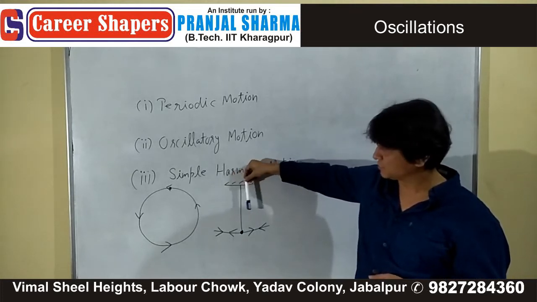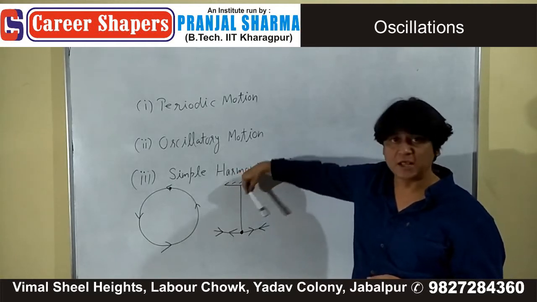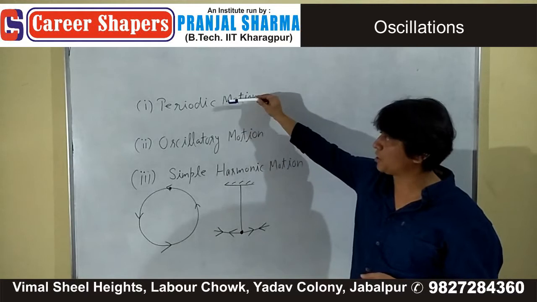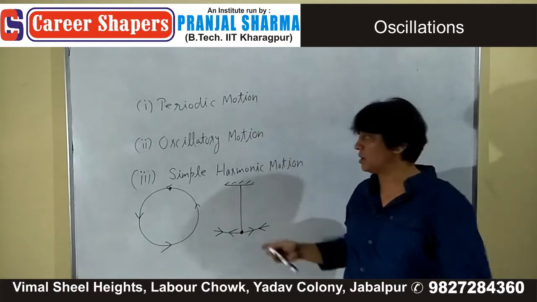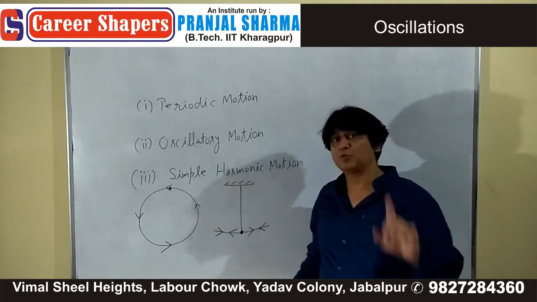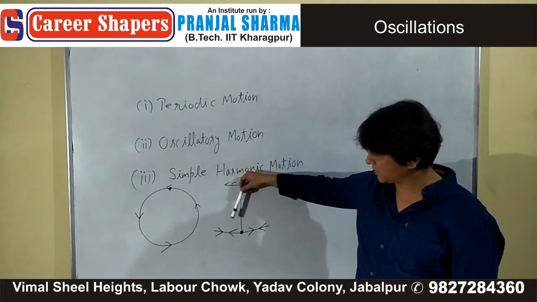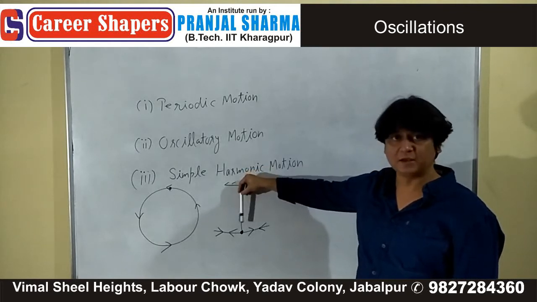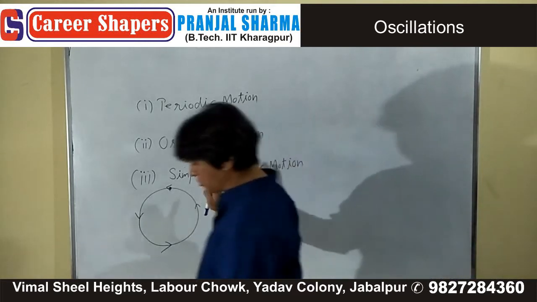What happens if you have a pendulum and you give it a very large displacement and you release it? This is called angular displacement. If you give it very large angular displacement, then it is periodic, it is oscillatory, but it's not simple harmonic. Why not? We'll see later. But if you give this pendulum small displacements, then it describes simple harmonic motion.